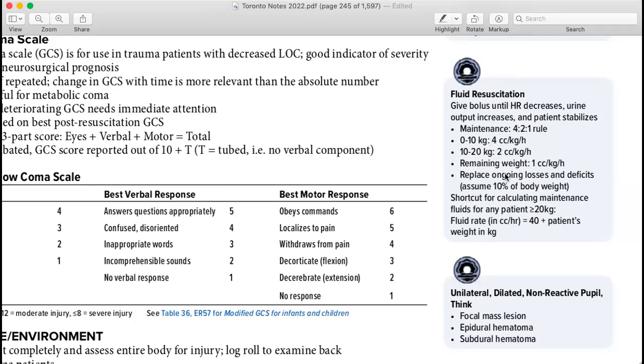Sometimes they give you a scenario where you have to calculate the maintenance dose. It's very rare, but usually they give it. So you need to remember 4:2:1. For the first 10 kg, it's 4 cc. For the next 10 to 20, it's 2 cc, and the remaining weight is basically 1 cc per kg per hour.